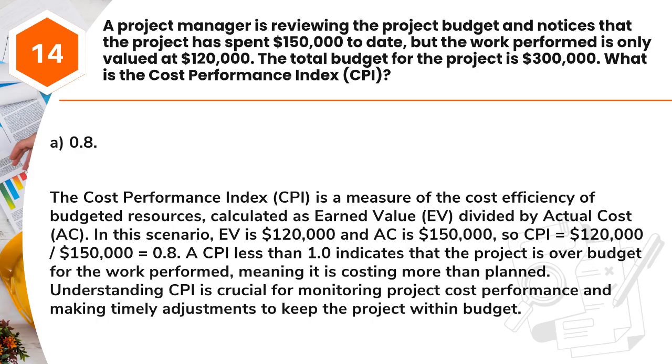Answer: A. 0.8. The Cost Performance Index, CPI, is a measure of the cost efficiency of budgeted resources, calculated as earned value, EV, divided by actual cost, AC. In this scenario, EV is $120,000 and AC is $150,000, so CPI equals $120,000/$150,000 equals 0.8. A CPI less than 1.0 indicates that the project is over budget for the work performed, meaning it is costing more than planned. Understanding CPI is crucial for monitoring project cost performance and making timely adjustments to keep the project within budget.